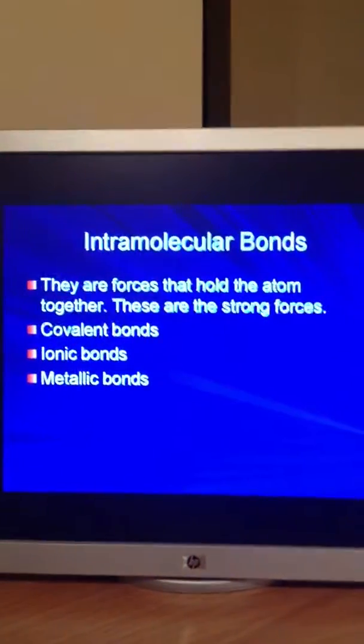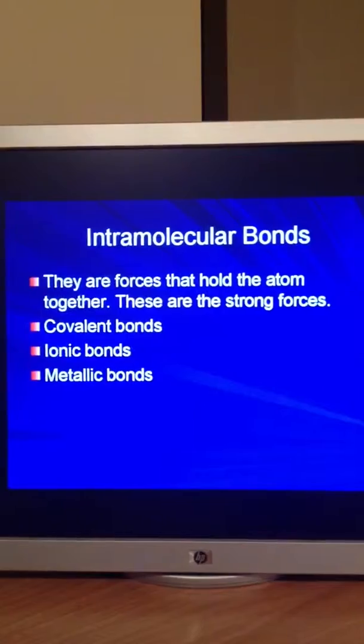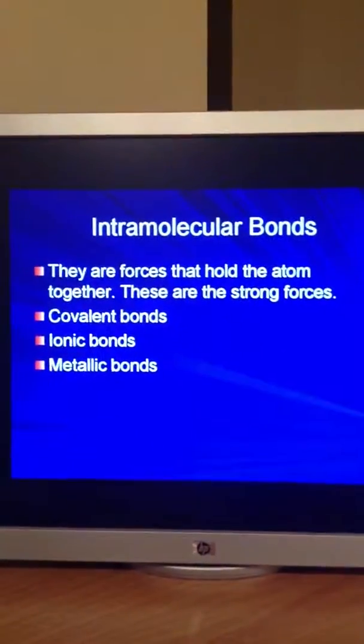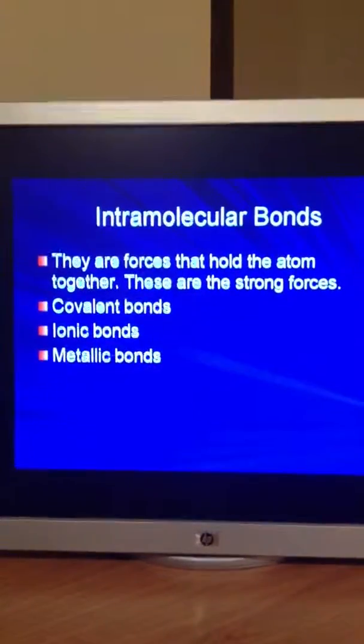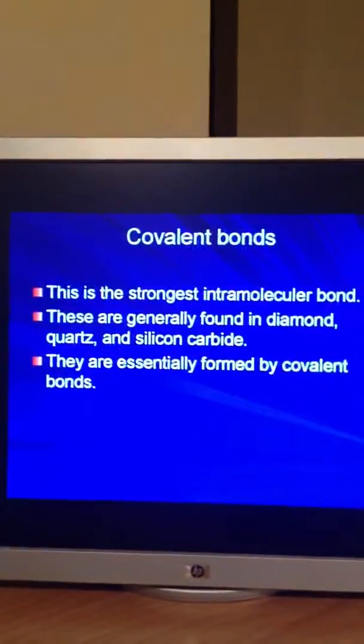And then we move on to intramolecular bonds. These are forces that hold the atom together, and these are the stronger of the two bonds. And they're composed of covalent bonds, ionic bonds, and metallic bonds. The covalent bond is the strongest intramolecular bond.